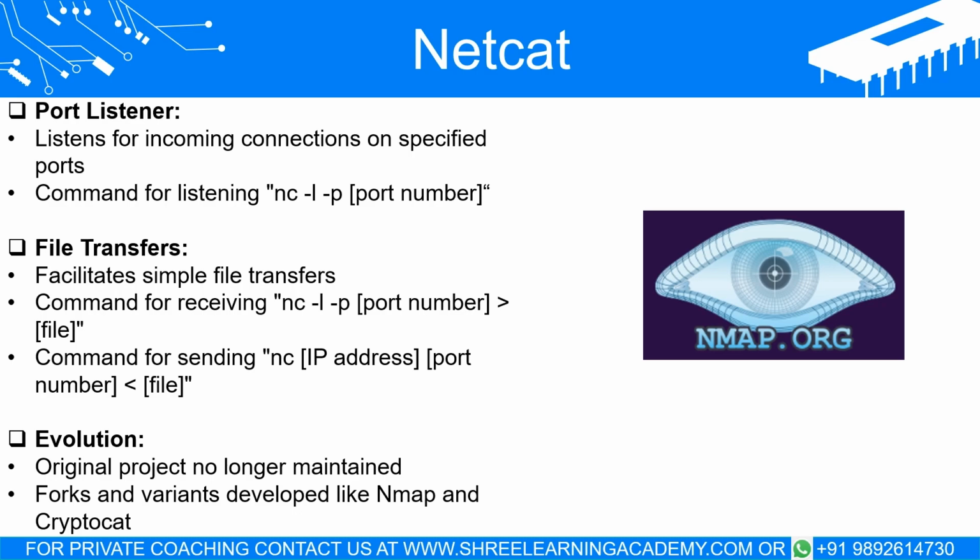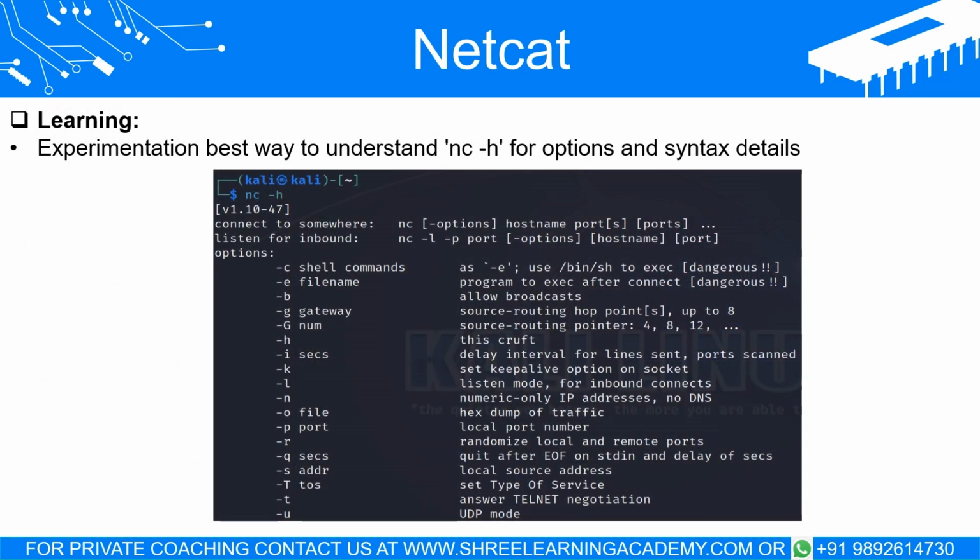An alternative version of Netcat is CryptoCat, a fork that has been developed with an emphasis on secure communication. CryptoCat encrypts all messages before they are sent over the network, ensuring that the data remains secure and private. The best way to understand Netcat's full potential is by experimenting with it. The nc -h command, when executed in the terminal, provides a list of options and syntax details. You can play around with these commands to learn more about Netcat's capabilities. It's important to use this tool responsibly and ethically, considering its powerful implications.